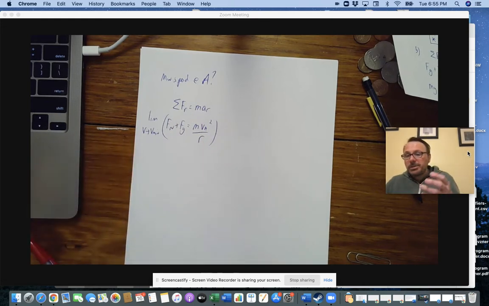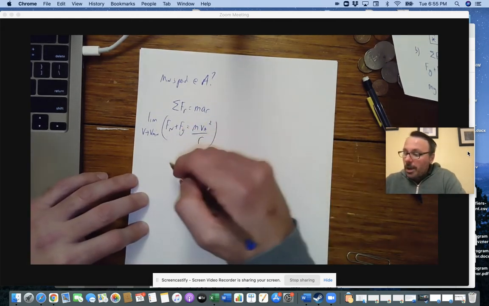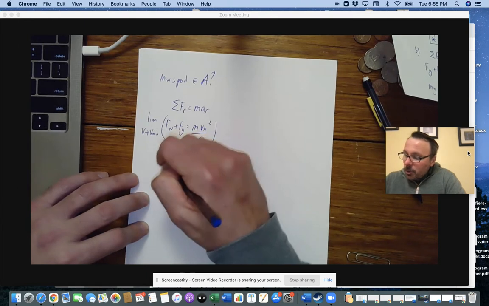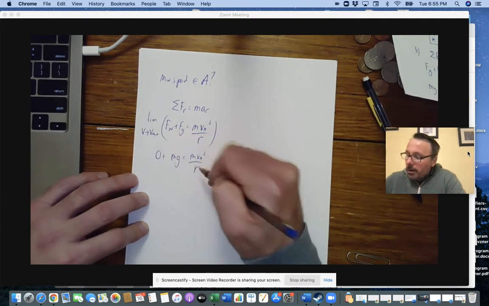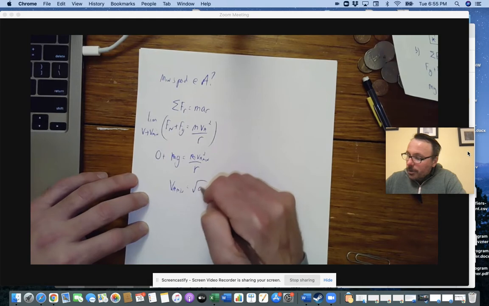Now, here's the thing. Let's pretend it's a ball rolling around rather than a bead on a track. We'd be worried about that F_n going to 0. That's what should happen at that v min. So that means I've got 0 plus mg is equal to m v_A squared over r, and therefore v_A, that should be v_A min, is equal to the square root of gr.